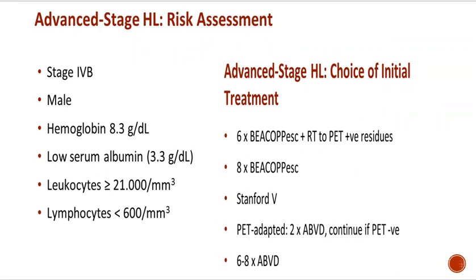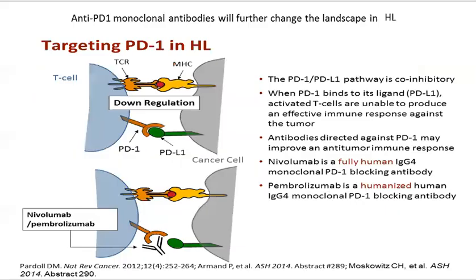radiotherapy if needed. And the novel treatment, anti-PD-1 monoclonal antibodies, will further change the landscape of lymphoma. At least it's a promising therapy. When PD-1 binds to the ligand, activated T cells are unable to produce an effective immune response against the tumor, and antibodies directed against PD-1 may improve an anti-tumor immune response.